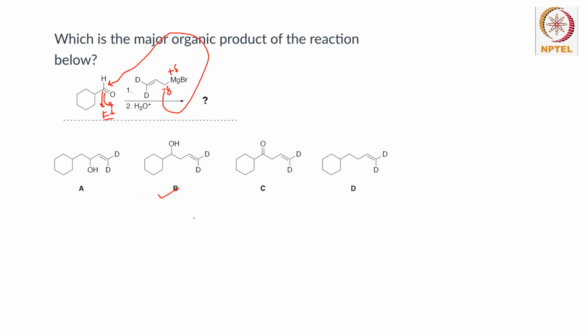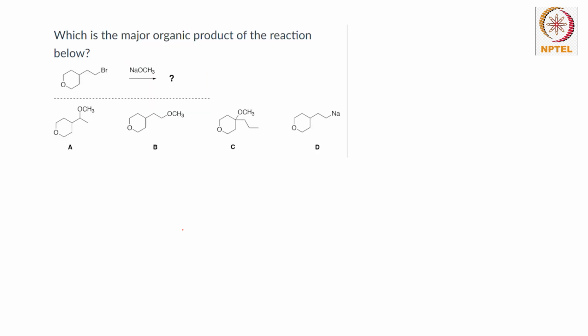You can make a mistake between option A and B. Here you can see that there is one carbon less, because it's attacking from the saturated carbon. It's coming from this carbon, so there will be one carbon just adjacent to the aldehyde. So the correct answer will be B. This should be similar to that. Give it a try.